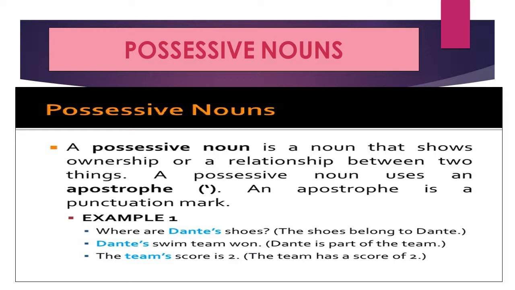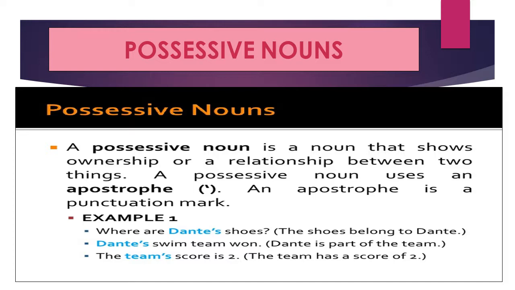A possessive noun is a noun that shows ownership or relation between two things. A possessive noun uses an apostrophe. An apostrophe is a punctuation mark. Now let us look at the examples, children. Here are Dan's shoes. You can see the word Dan's, children. It is written as D-A-N, and you can see a comma on the top. That comma is called an apostrophe. You can see the symbol, children. That is called an apostrophe. And then an S is given. So that means Dan's shoes.